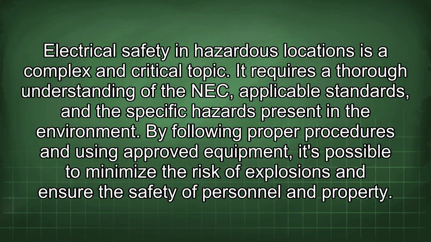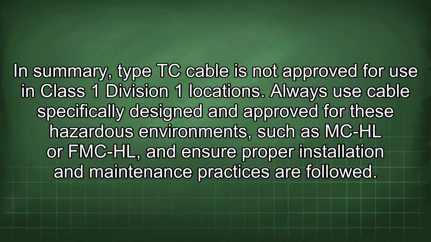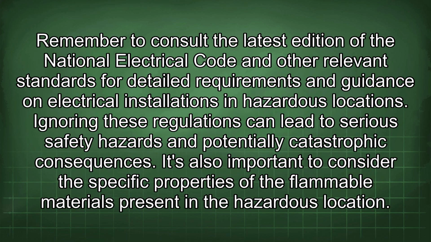of personnel and property. In summary, Type TC cable is not approved for use in Class 1 Division 1 locations. Always use cable specifically designed and approved for these hazardous environments, such as C1D2 or FMC-HL, and ensure proper installation and maintenance practices are followed. Remember to consult the latest edition of the National Electrical Code and the other relevant standards for detailed requirements and guidance on electrical installations in hazardous locations. Ignoring these regulations can lead to serious safety hazards and potentially catastrophic consequences.